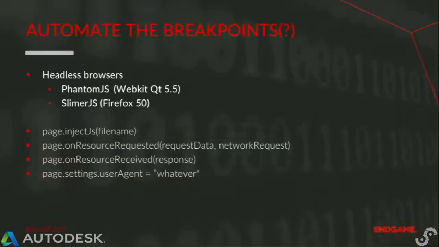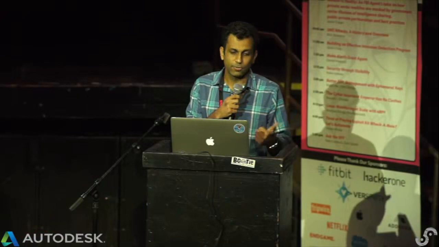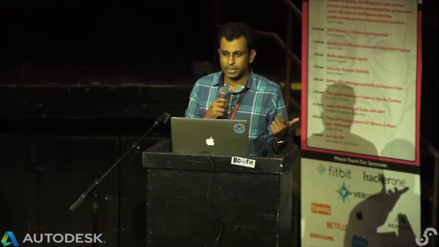So enter headless browsers. Many of you might already know about headless browsers. These are frameworks that let you interact with the browser without having to load up the GUI. Phantom.js is the oldest and the most widely used one. It's usually used for QA automation and UI testing, and it's built on top of WebKit. Slimmer.js is another one, built on top of Firefox, which has the same Phantom.js API. These frameworks have some interesting APIs that let us do what we want to do. They let us inject JavaScript into a page before the page is loaded. So that gave me an idea.